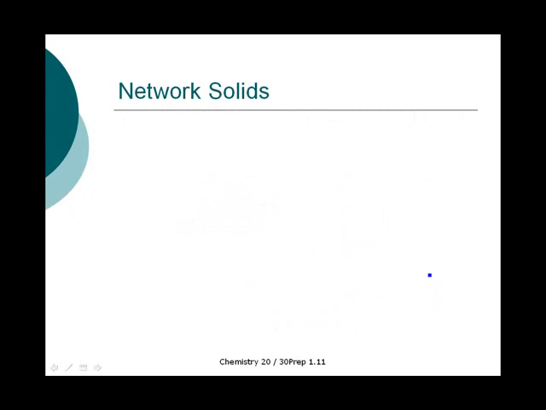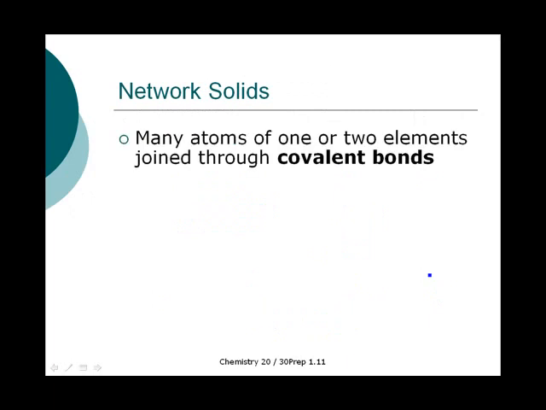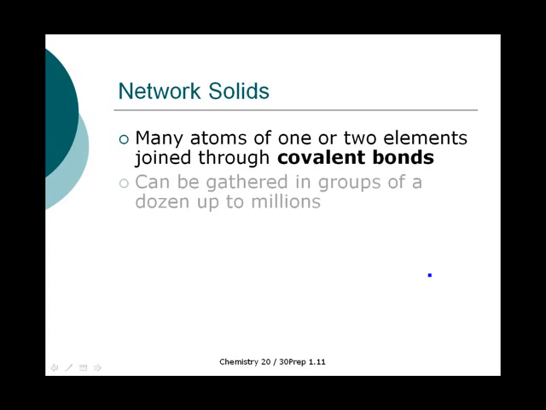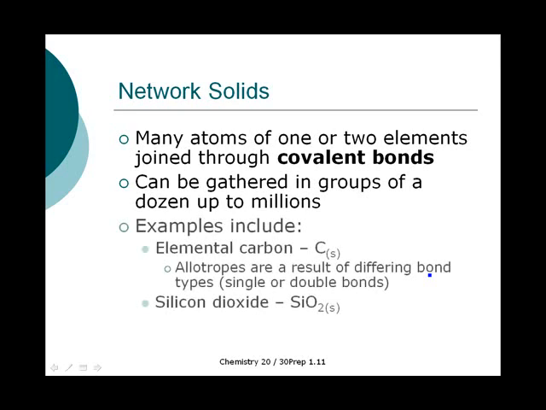So one more topic to cover here. We have network solids. Network solids are special types of substances joined together by covalent bonds. They can be gathered up into groups of dozens up to millions, and in terms of structure, they're similar to ionic compounds in terms of forming that crystal lattice, but instead of the particles being held together by static charge of ionic bonds, they're held together by sharing electrons in covalent bonds. The examples that you need to know are carbon and silicon.